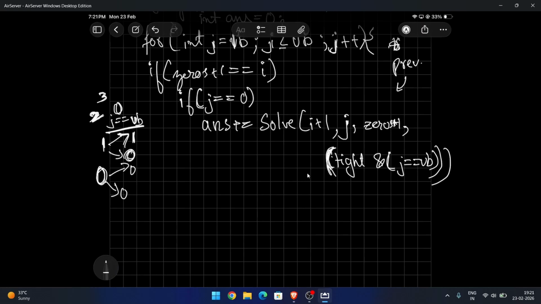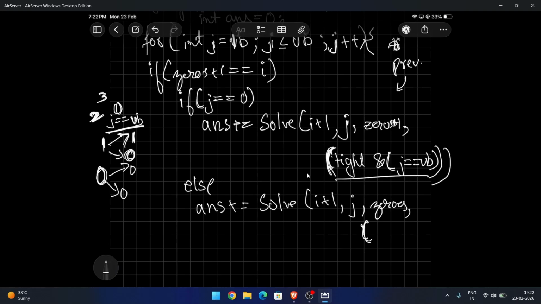Now if J is equal to 0, then this would be the condition. Else, simply J, and zeros would not be plus 1. They would be as it is. Okay, and the tight condition here would be the same only. I would not write this condition again and again, so I would just represent it with T.